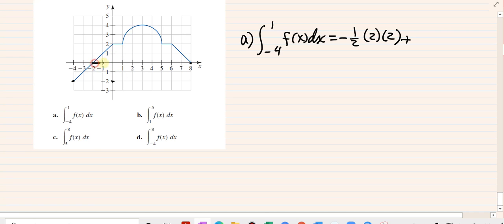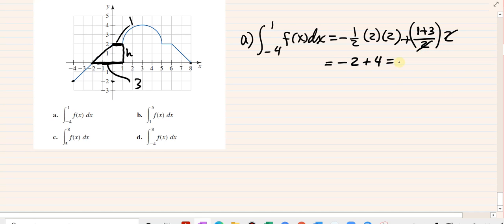Okay, so if you see it as a trapezoid, there you go, that's my trapezoid. The area of a trapezoid is the average of the two bases, this one and this one, multiplied by the height h, which is 2. So that's 1, the length of that base is 1. The length from -2 to 1 of this piece is 3. So it's going to be 1 plus 3 divided by 2, that's the average base, times the height of 2. So this will give me -2 plus 4, because the 2's cross out. So I get 2. The answer to part A is 2.